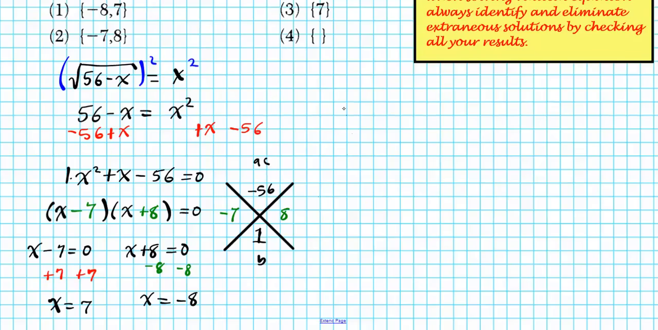How do we know if these two answers are correct or one of them is extraneous? To identify and eliminate extraneous solutions, we must check both answers, not just one. Okay? So let's start by checking out x equals 7. Now, how do we do this? We plug this into the original equation and ask ourselves, is the square root of 56 minus 7 equal to 7?